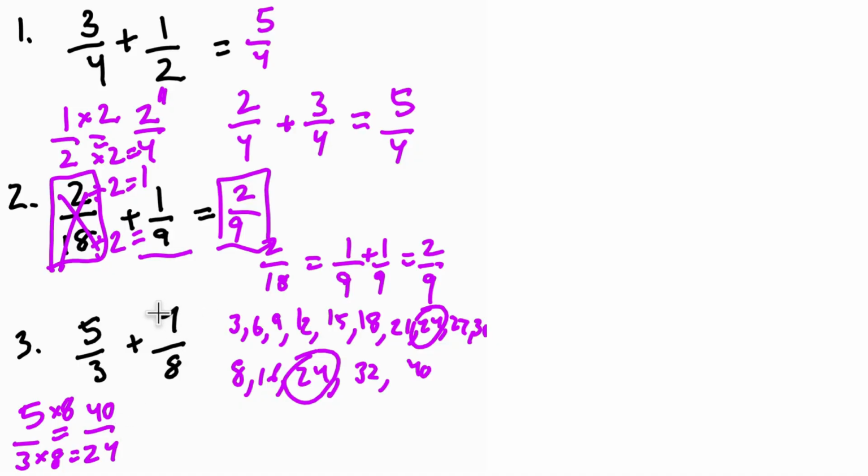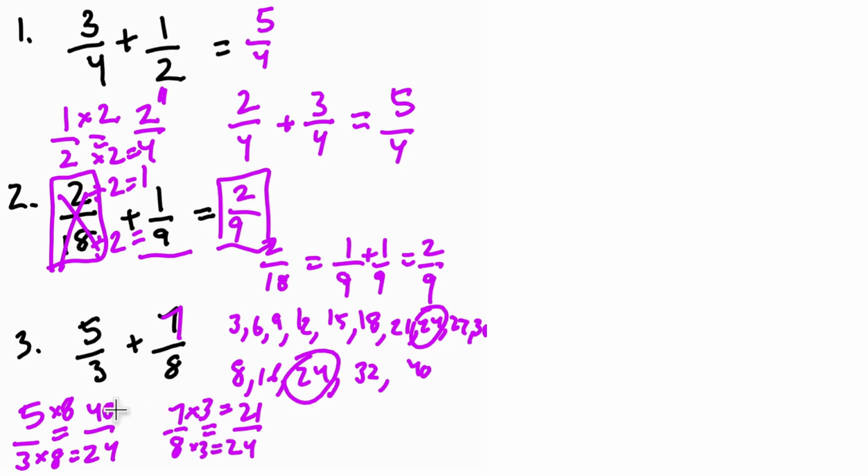Now let's do the same thing for 7/8. 7/8 is equal to what over 24? Well, 8 times 3 is equal to 24. Do the same thing to the top. 7 times 3 is equal to 21. So 7/8 is equal to 21/24.